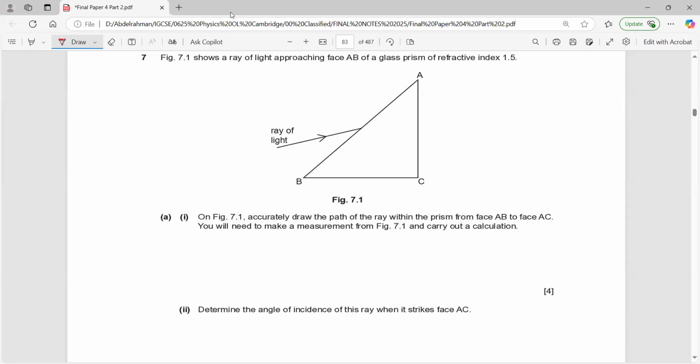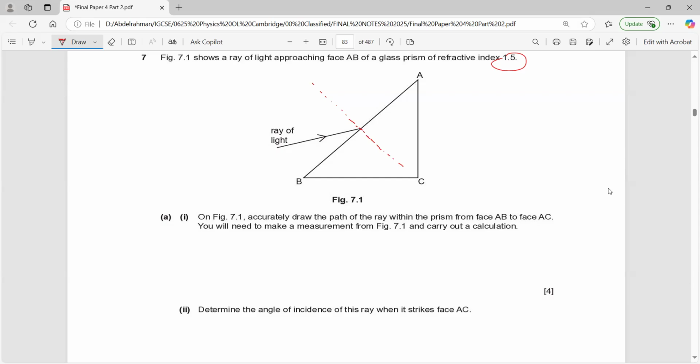Figure 7.1 shows a ray of light approaching. The refractive index is 1.5. Can I make some calculations? Yes, you can. First of all, you need to find the angle of incidence. How can I find the angle of incidence? By drawing the normal line. So first of all, you need to draw the normal line. Second, can you find the angle of incidence?